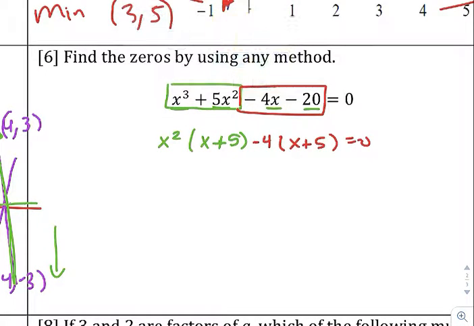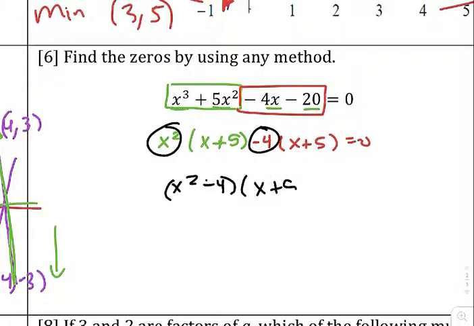My next step is to do some regrouping. So I'm going to group up these two parts as one. So x squared minus 4, and then x plus 5 as the other. Now, if I want to keep going and finding roots, which I do because I'm asked to find the zeros, this is found really quick. So this is going to be x equals negative 5.